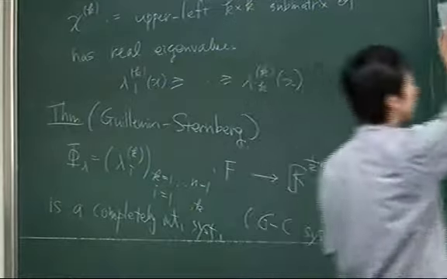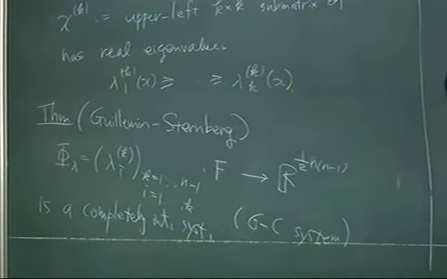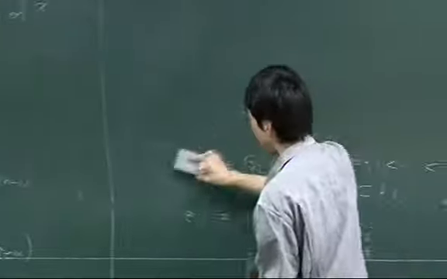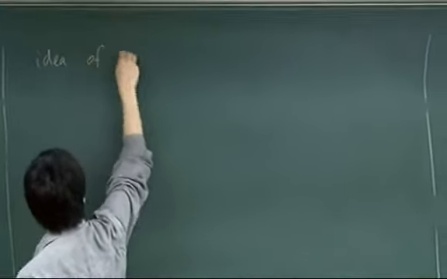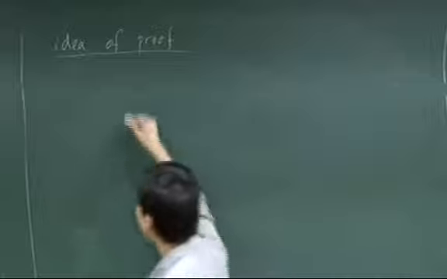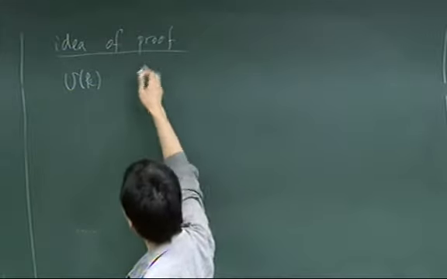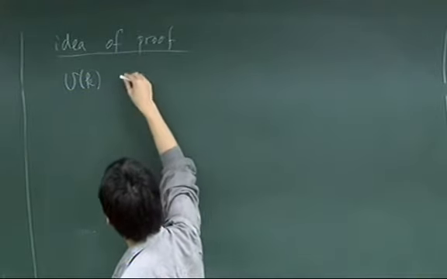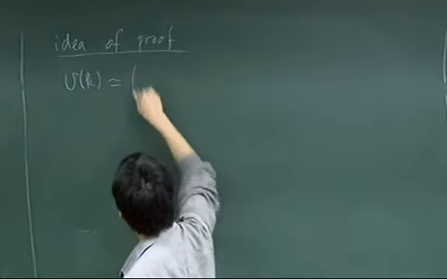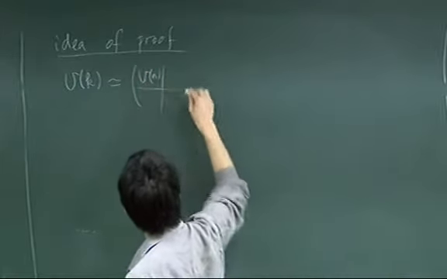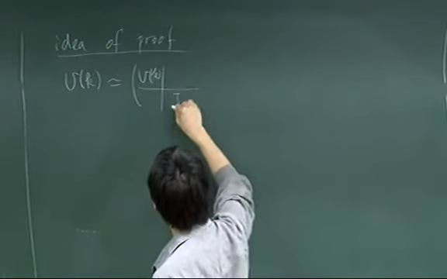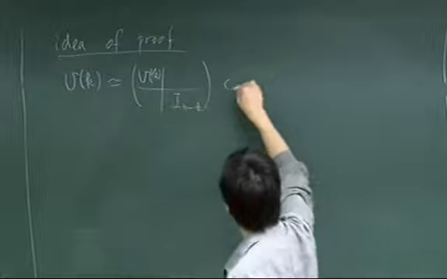I don't have time to give a complete proof, so I will just mention the key idea of the proof. This is very simple. We think of the smaller unitary group as a subgroup of UN, by UK and U(n minus k). We embed the UK into UN in this way.